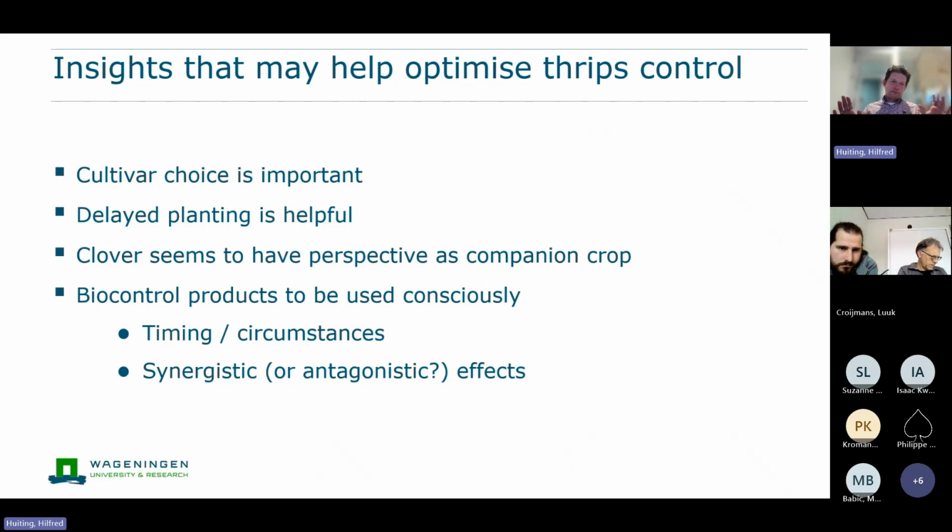So I would label it as first insights in that respect. To summarize, not to conclude, but really call it insights. We see, and that's also recognized in practice, that cultivar choice is important, and that delayed planting is helpful. That is already taken up in practice as much as possible. And clover seems to have a perspective as a companion crop, and we don't know exactly how and what the sustainability of that is.